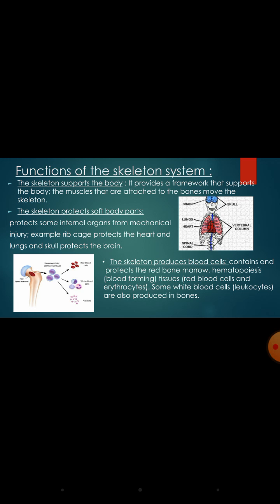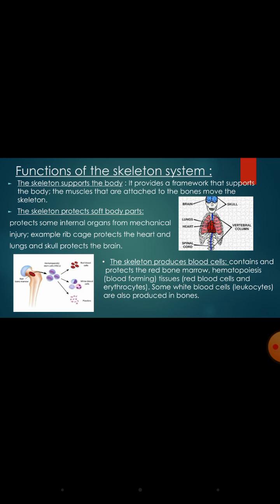Now we discuss the functions of the skeletal system. The skeleton supports the body. It provides a framework that supports the body. The muscles that are attached to the bones move the skeleton. The skeleton also protects the soft body parts, protecting some internal organs from mechanical injury. For example, the rib cage protects the heart and lungs and the skull protects the brain.